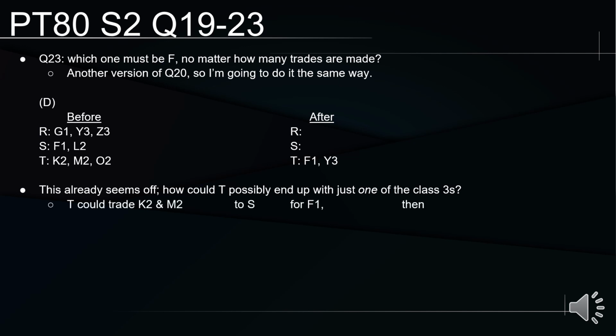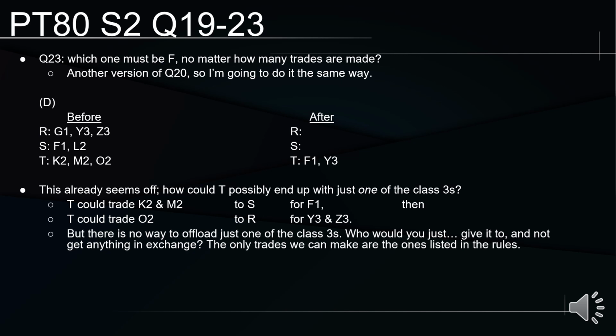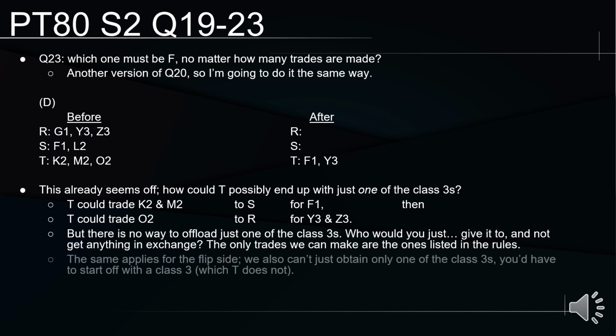pretty bad to me. So T could trade K and M to S and receive F in exchange. Then it could trade O to R for Y and Z. But from there, there's no way to offload just one of the class 3s. Who'd you just give a class 3 to and not get anything exchanged? We're not allowed to make that trade. The only trades that we can make are the ones listed in the rules. So while I see a way for it to obtain F, and then I see that it obtains Y and Z, how can we get rid of just Z and keep just Y? I really don't see a way for that to happen.